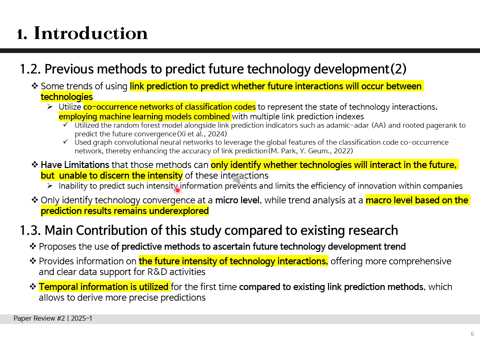Also, they have only identified technology convergence at a micro level, while trend analysis at a macro level based on the prediction results remains underexplored. So the main contribution of this study compared to existing research is that they have proposed a predictive method to ascertain the future technological development trend, and they provide information on the future intensity of technological interactions. And lastly, they have used temporal information to compare with the existing link prediction methods.